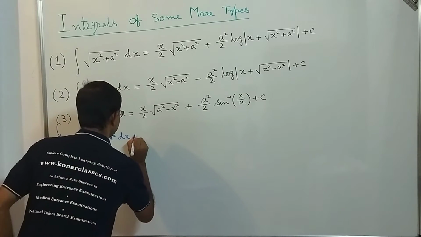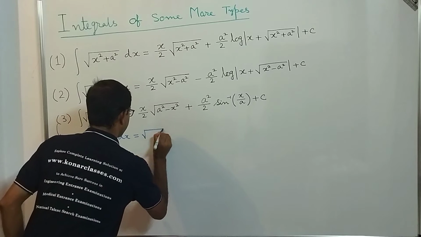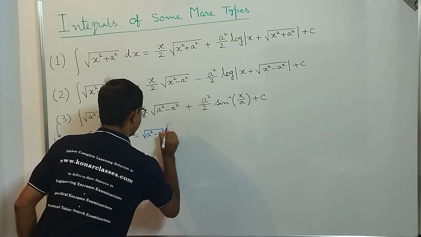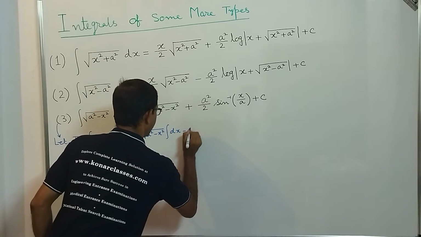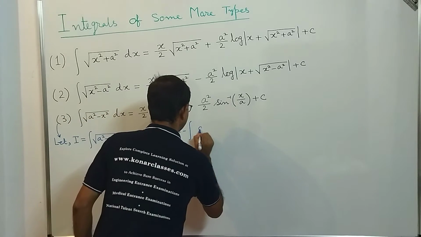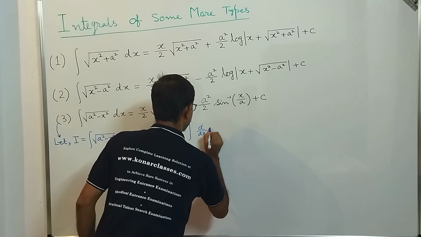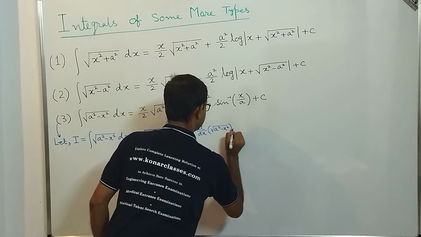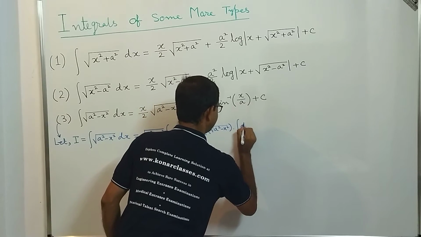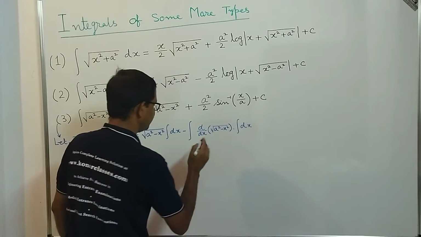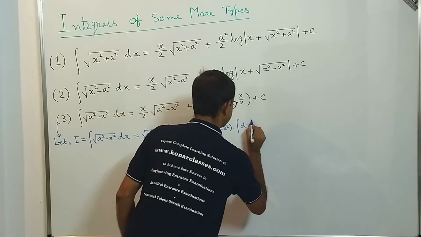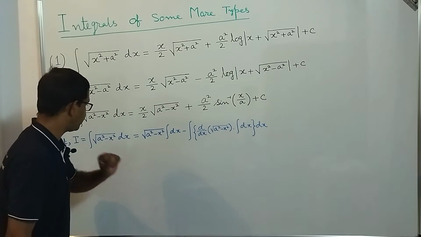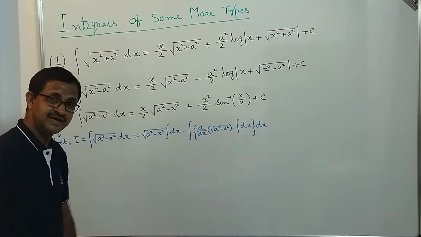So then what we can write here, dear students, from our knowledge of integration by parts, it is square root of a square minus x square integration dx, minus integration d/dx of square root of a square minus x square into integration dx, 1 into dx, that means dx, and then complete integration. Correct? Now what we can write here, dear students, is that integration dx is x.